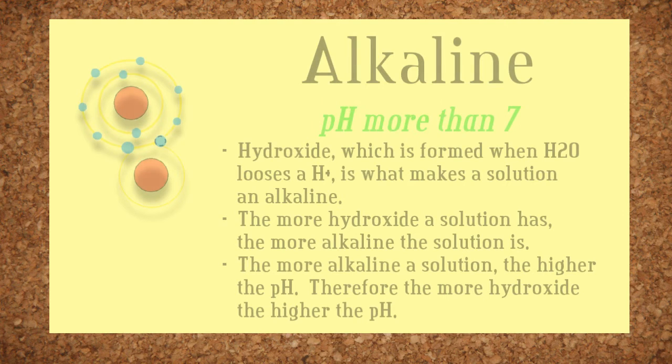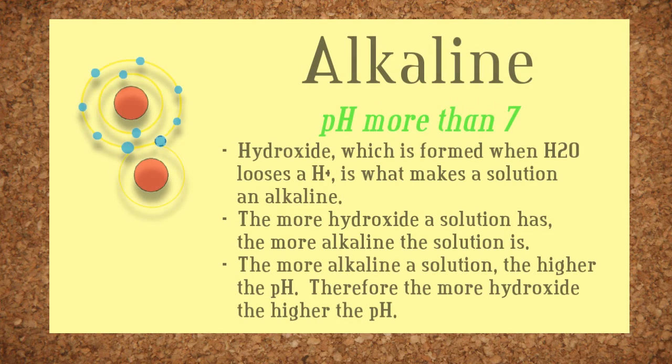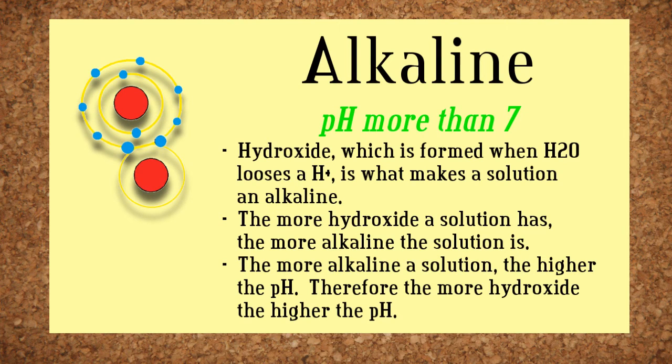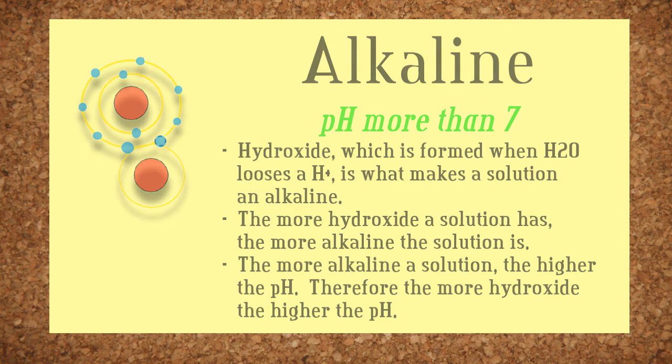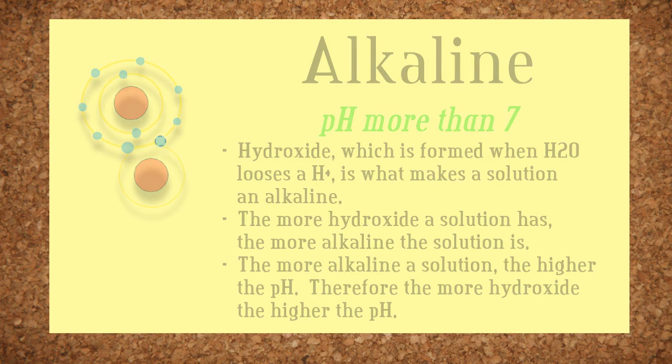An alkaline has a pH more than 7. Hydroxide, which is formed when water loses a hydrogen ion, is what makes a solution an alkaline. The more hydroxide a solution has, the more alkaline the solution is. The more alkaline a solution, the higher the pH. Therefore, the more hydroxide, the higher the pH.